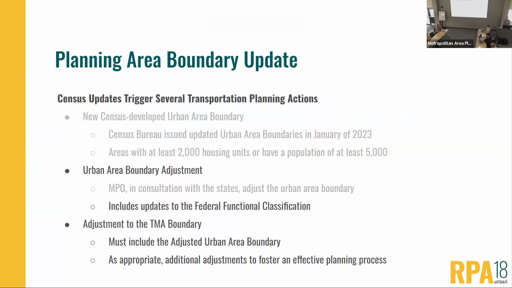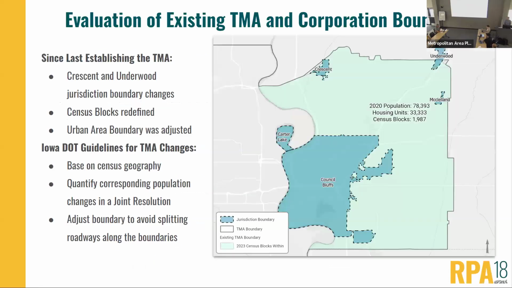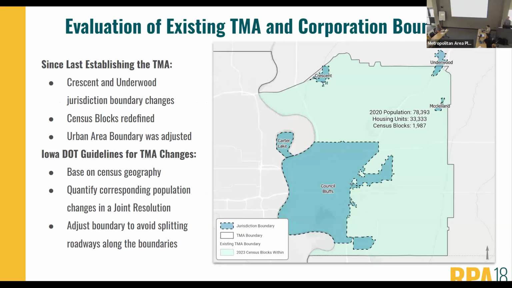We brought the draft to you a couple months ago, and this is just as a reminder where we sat. So city boundaries had changed. What you see on the outside, that solid black line, is the TMA boundary. Blue areas, of course, are corporation boundaries, and then green is just a representation of what's available from the census, following census block geographies. Iowa DOT's guidelines to us are to, as much as possible, use that geography because we're going after population as we go through this process for approval through Iowa DOT.